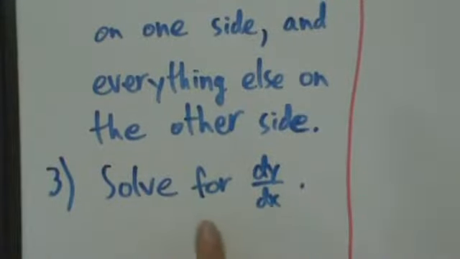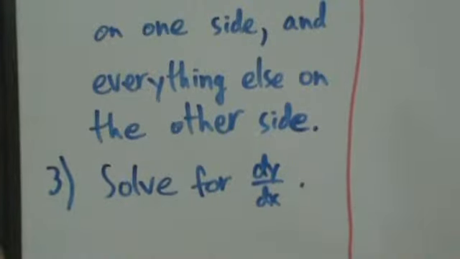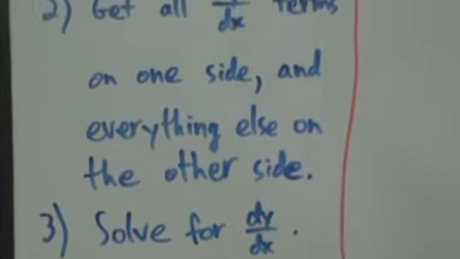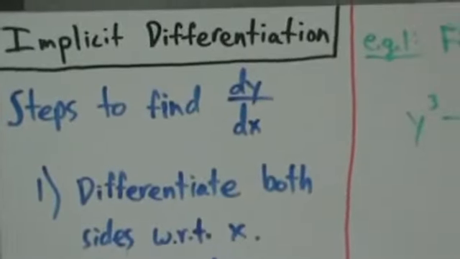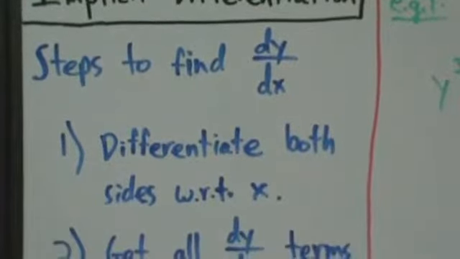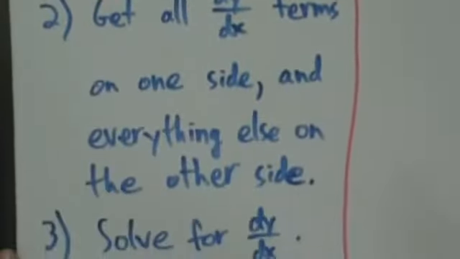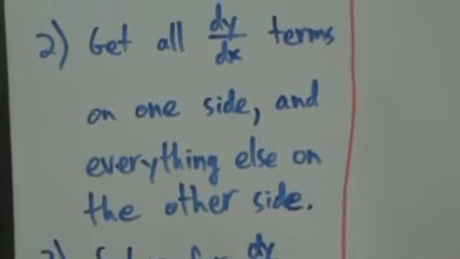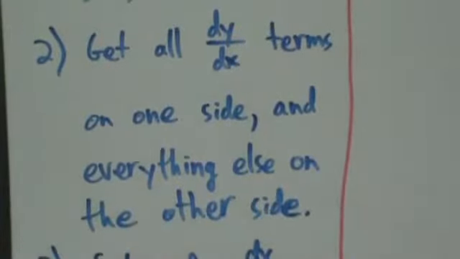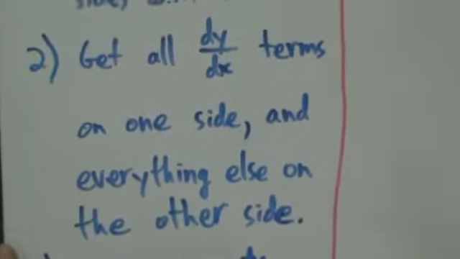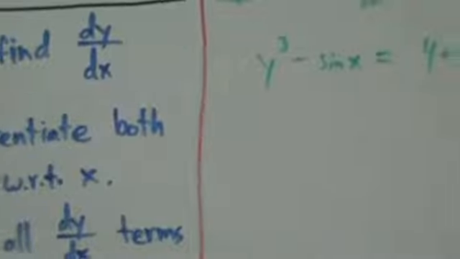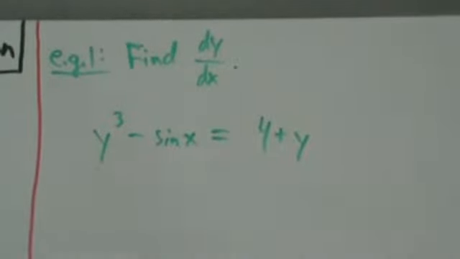Usually what you'll do is factor dy dx out from one side of the equation, and then just divide. So step 3 is usually pretty simple. Often the most complicated step is step 1, and once you do step 1, step 2 is pretty straightforward. You just have to worry about keeping your minus signs correct. Anyway, let's go ahead and do some examples. We'll do one example in this video and then some more in the next few videos.